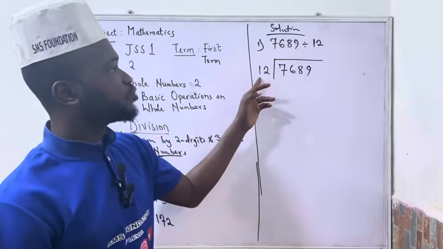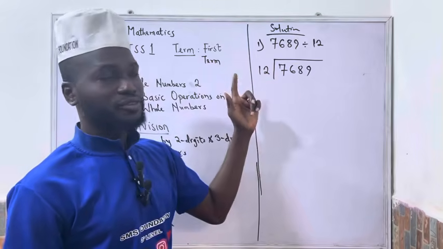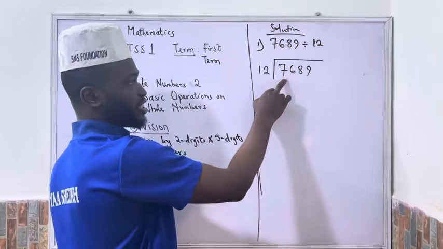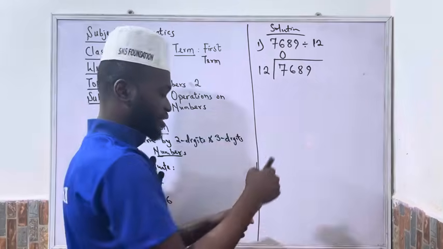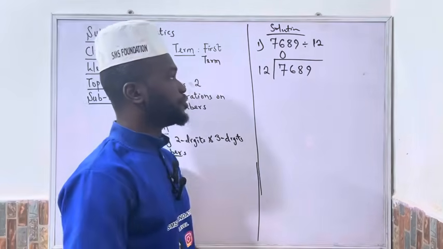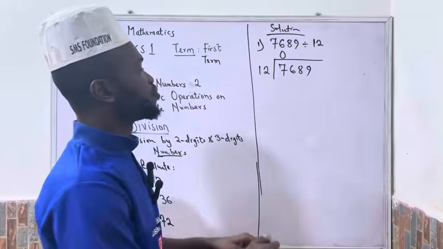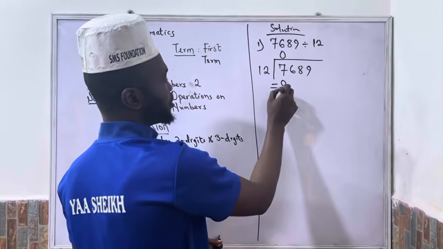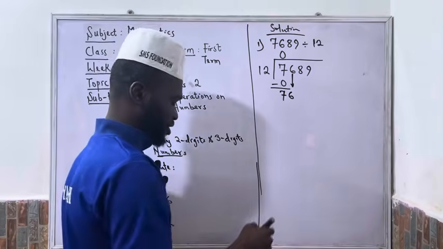Now, you don't need to worry yourself about the multiplication table for 12. So how many 12 can I see in 7? 7 is a smaller number, so 12 in 7 will give us 0. I said this in the previous video. Now, for the remainder, you can do multiplication. 12 times 0 gives you 0. Subtract 7 minus 0, that gives me 7. Bring down the next digit, which makes 76.